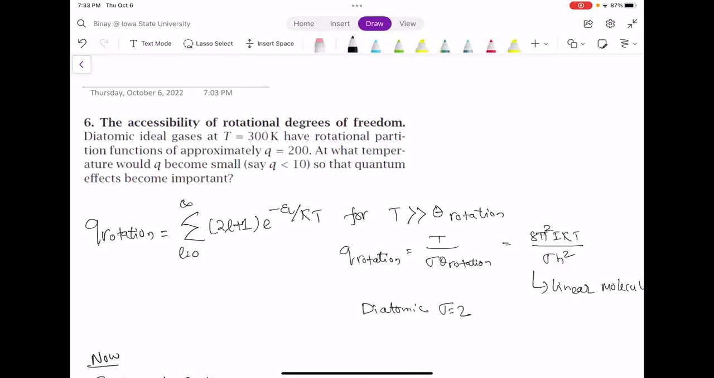Hello everyone. Today I'm going to solve problem 1 of homework 5. Before going to the solution, let me walk you through the question.